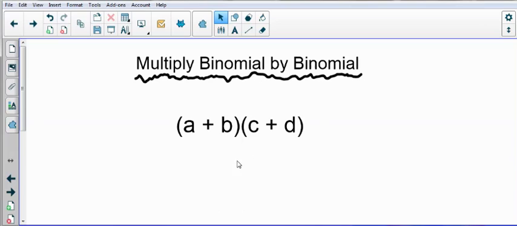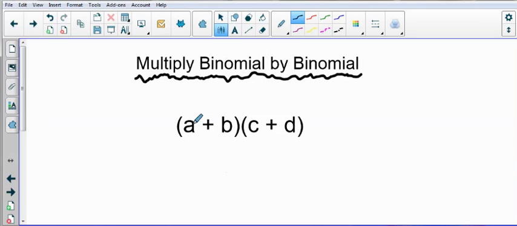So this is what it looks like. Here's a two-term, and here's a two-term. This is a binomial, which is a polynomial, and this is a binomial. What we're going to do is take this whole thing times this whole thing. And again, we use our old friend, the distributive property. If you don't know what that is, you need to go back and look at multiplying monomials times polynomials.